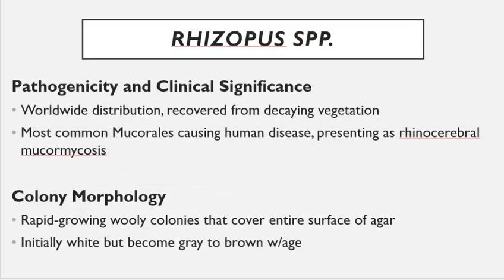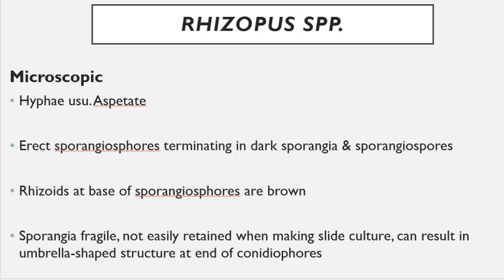The last one in this category is the Rhizopus species. It is clinically significant because it has worldwide distribution and is recovered from decaying vegetation. It's the most common mucormycosis agent causing human disease, presenting as rhinocerebral mucormycosis. The colonies for this species are rapid-growing woolly colonies that cover the entire surface of the agar plate. They are initially white, become gray to brown with age. Of course, the hyphae are aseptate.